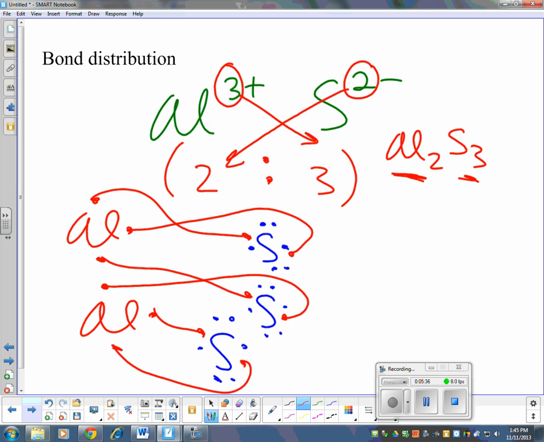So crisscrossing is what you want to do first. That's also going to be your formula: 2 aluminums and 3 sulfurs. You're good to go. Next step, electron configuration of the atoms.